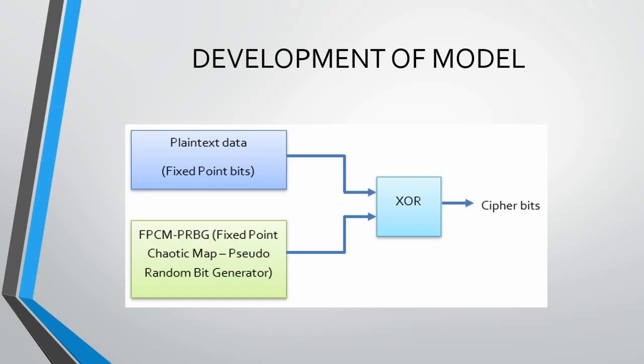So development of the model. There are three stages in the model. The first stage is that the plaintext data is converted into fixed point representation. In our project, the data is the image. So the plaintext image, every pixel of the image is converted into fixed point representation. And in the second stage, the fixed point chaotic map pseudo random generator is implemented. That is, the output from the chaotic map is converted into fixed point representation, and then these outputs are XORed in the stage 3, and then the cipher bits are produced. These cipher bits are again converted into unsigned 8 or unsigned 16 representation as of in the image format, and then the encrypted image is produced.